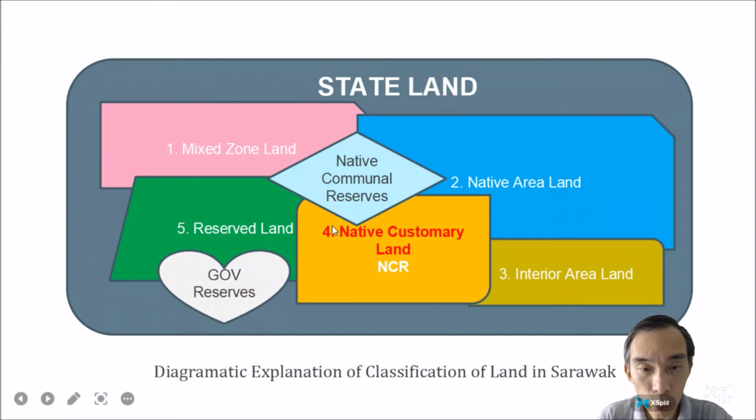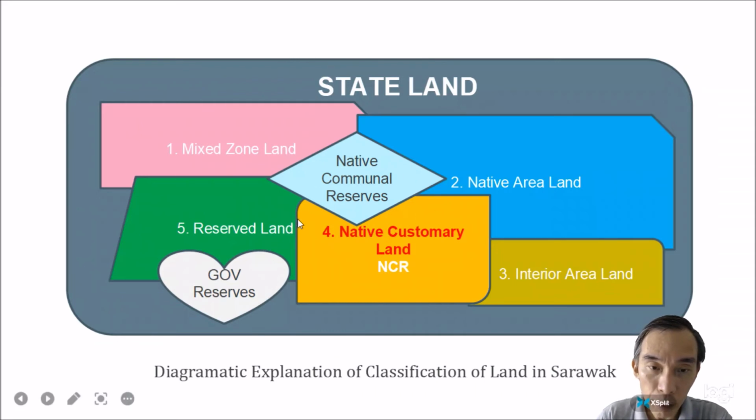Then you have the 2 which come out here. One is government reserve. I put a heart shape because government reserve is for public utility, public use. Native communal reserve is actually a similar idea, where they reserve for communal living. Communal means living in a big community, like a longhouse. So in fact, some of it is overlapping.